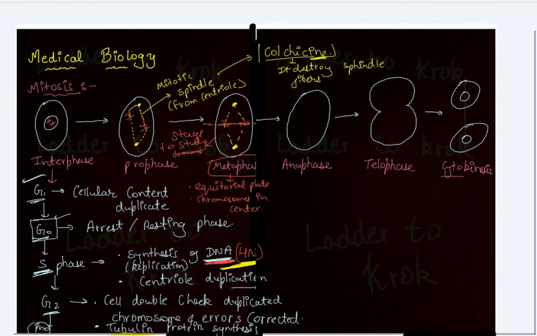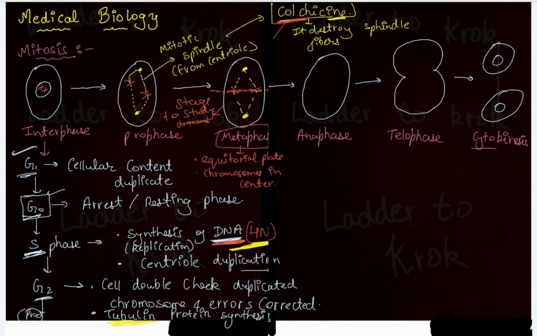And how do we study the chromosomes? We put this colchicine medicine in the metaphase of the cell, and these spindle fibers get damaged. When they are damaged, these chromosomes will be arranged in the center, and because of that scientists can study them properly. Okay, then what happens in anaphase?